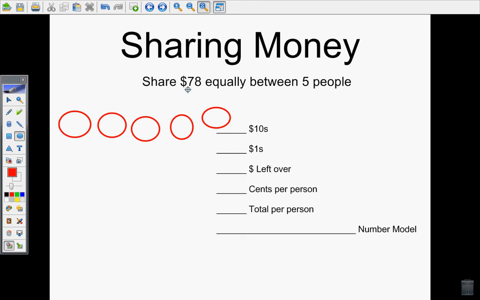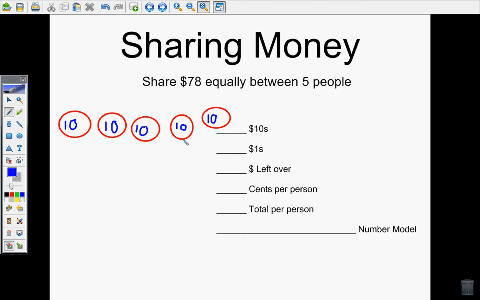I want to start with the biggest dollar amount that I can pull out. $78 will have a couple of 20s in them, but 20, 40, 60, 80, 100, that would be too much. So we can't give each person a $20 bill. Let's start by giving each person a $10 bill. If you get 10, 20, 30, 40, 50.